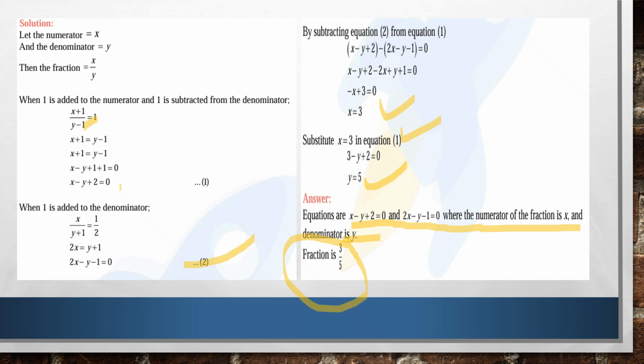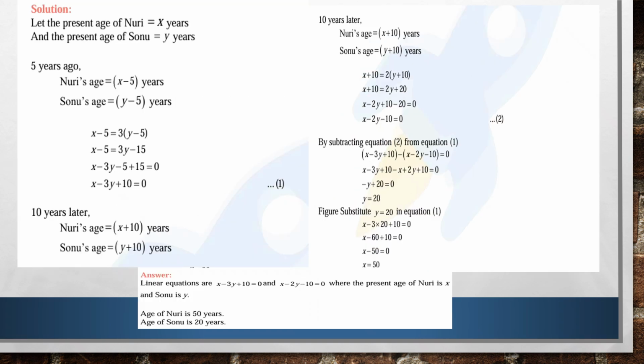Okay. Next question. 5 years ago, Noori was thrice as old as Sonu. 10 years later, Noori will be twice as old as Sonu. How old are Noori and Sonu? So here we have to find the ages of Noori and Sonu. Let us take the present age of Noori as x years and the present age of Sonu as y years. It is given 5 years ago, so you have to take x minus 5 years and y minus 5 years for Noori's and Sonu's ages.